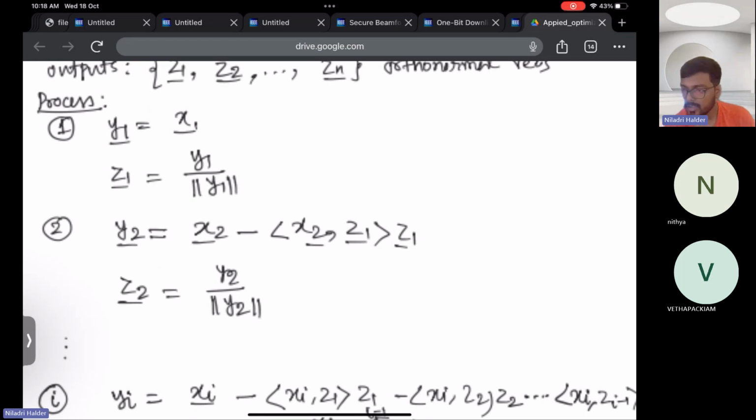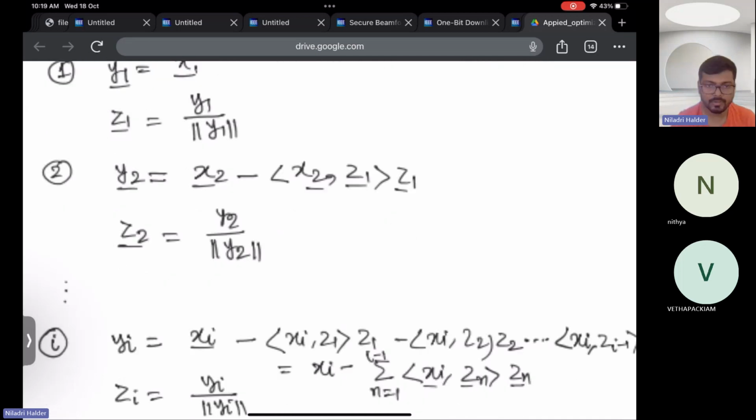In the second step you need to do y2 equal to x2 minus inner product of x2 comma z1 into z1. That means you have to subtract the portion of x2 along z1 from x2 itself. Because z1 you have already found, you just need to subtract that portion. Then z2 is equal to y2 divided by norm of y2.